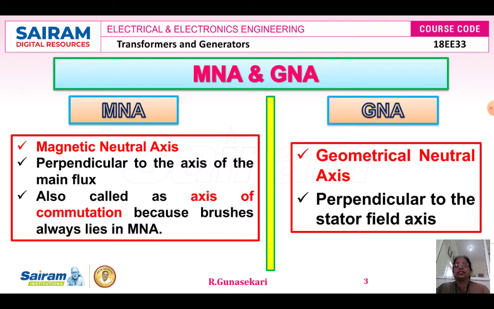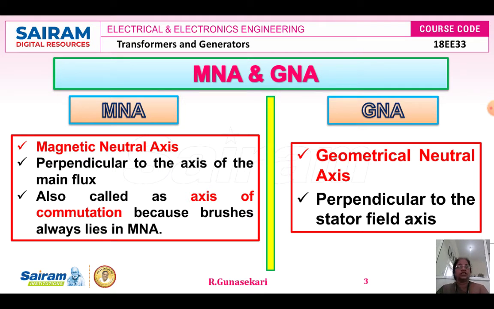First MNA, that is magnetic neutral axis. The axis which is perpendicular to the axis of the main flux or the field flux in DC generators is known as the magnetic neutral axis, which is represented by MNA. The MNA axis is also called an axis of commutation because the carbon brushes placed in the DC generator are always in the MNA axis only. That's why the MNA axis is called an axis of commutation.